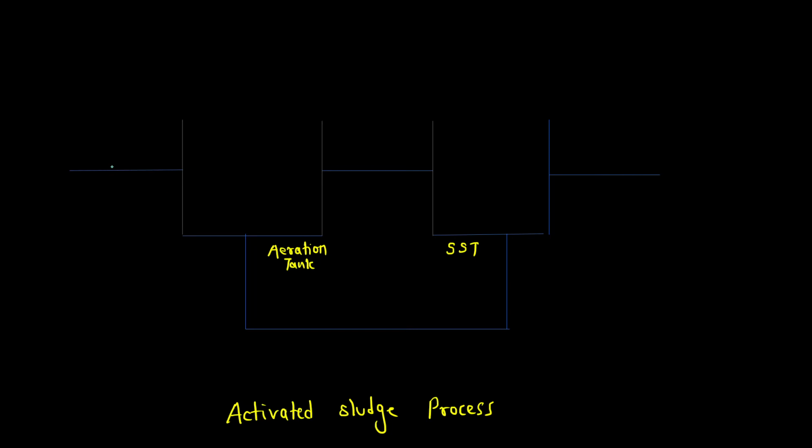Now this sewage is coming from this side. Let's give some notations here. This is the discharge Q and the BOD of the influent sewage YI. V stands for the volume of the aeration tank, and X stands for the MLSS concentration. This is an aeration tank.